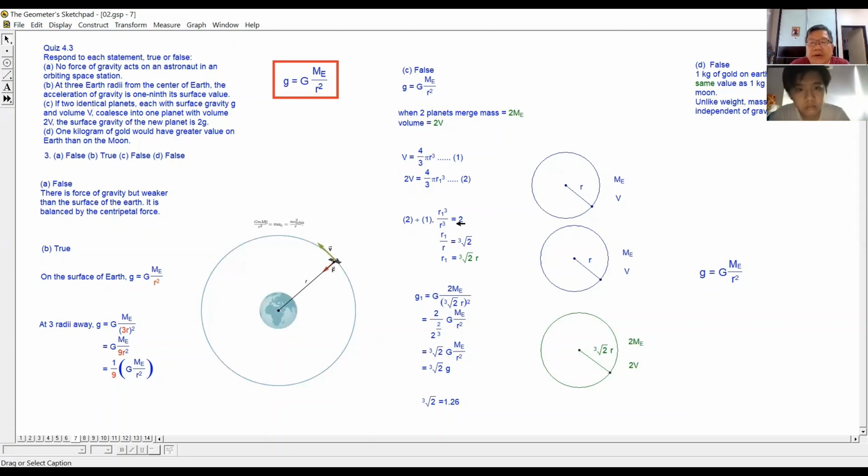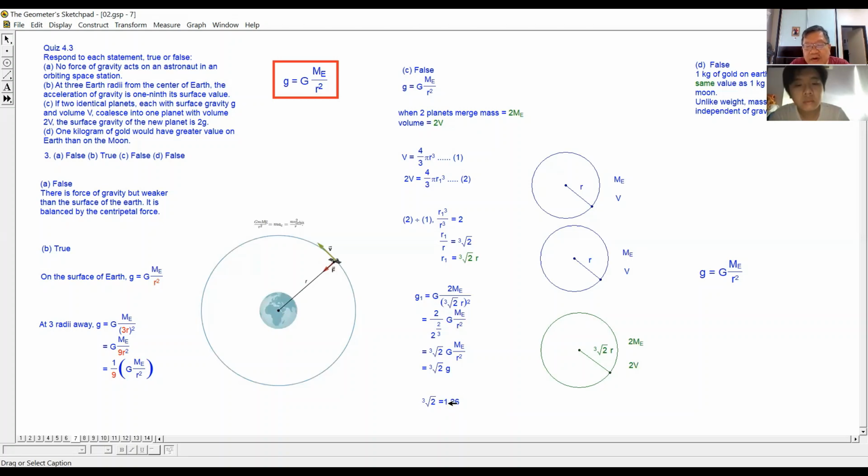Okay, so a very simple equation here. But I cannot leave it as r cubed, right? So I cube root both sides of the equation. When I take the cube root, the left hand side becomes r. But the right hand side becomes cube root of 2. So when I move the r over to the other side, I find out that the new radius is not double the old radius. It's just cube root of 2 times the old radius.